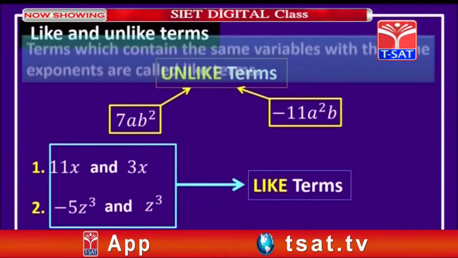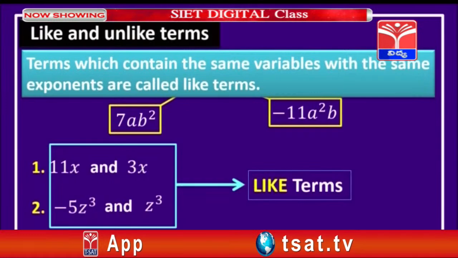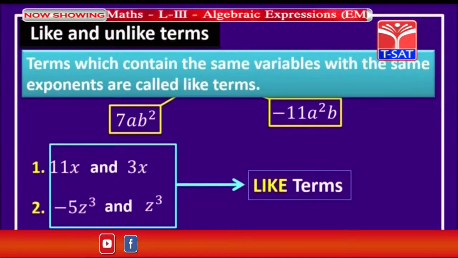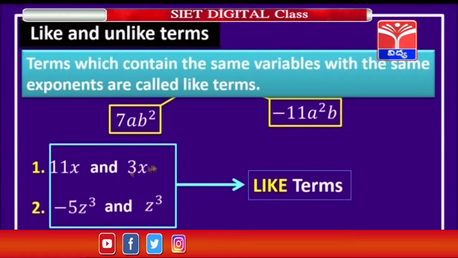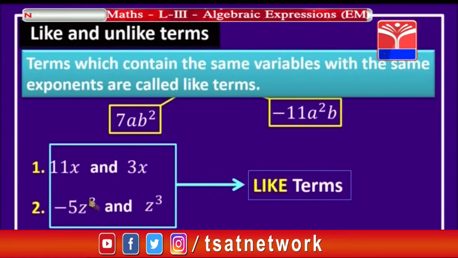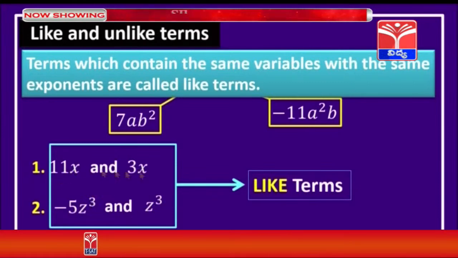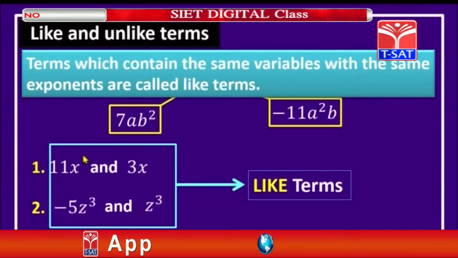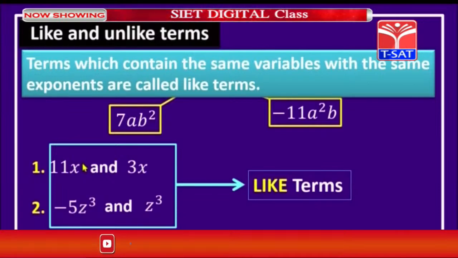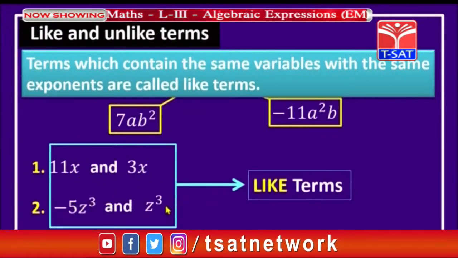Now let's see what is meant by like terms. So terms which contain the same variables with the same exponents are called like terms. So if you notice these two, they contain the same variable with the same exponents, see 3 and 3. And here also the same variable and exponent. When nothing is there, only x is there, that means the exponent is 1 here. Here also the exponent is 1. So such terms are called like terms.